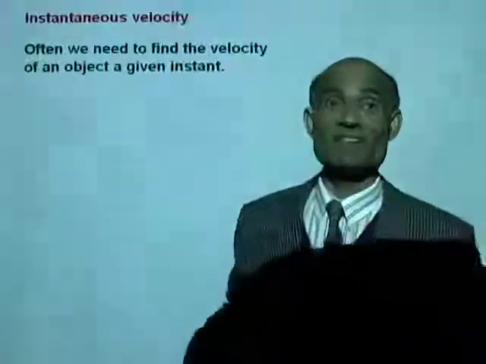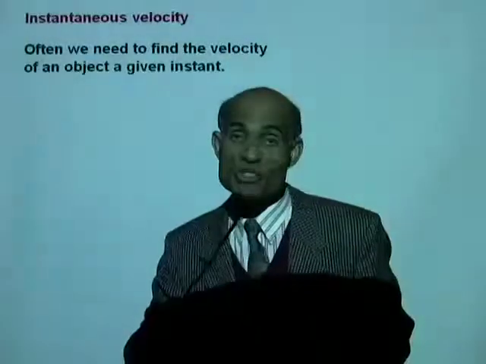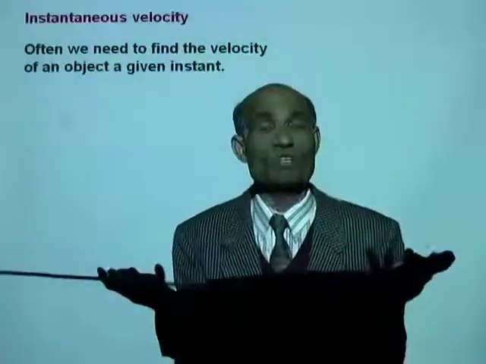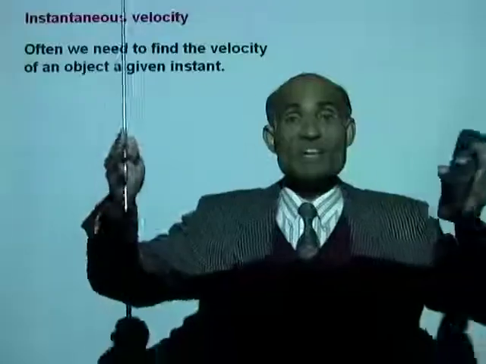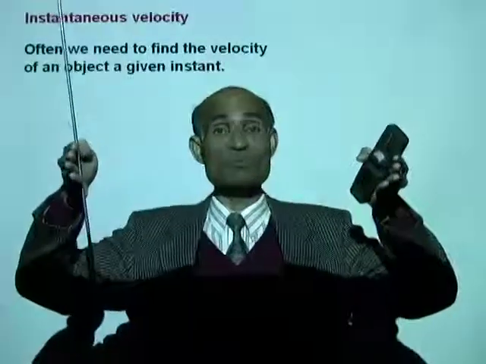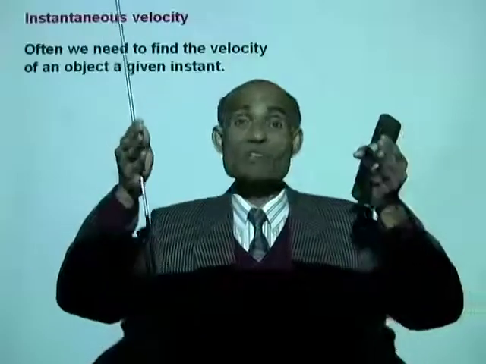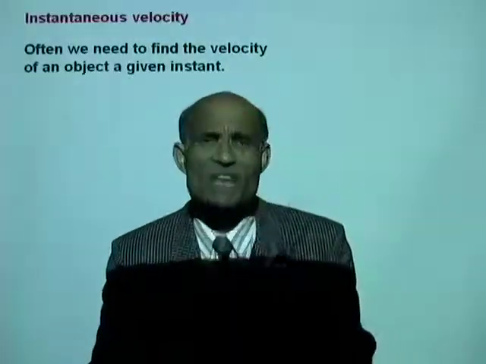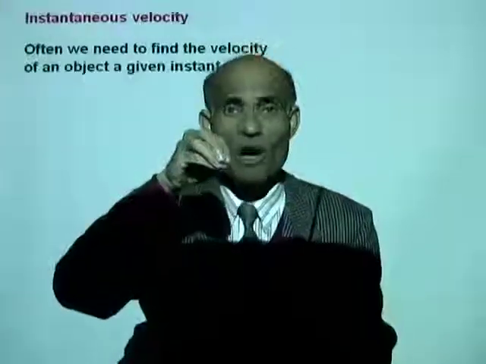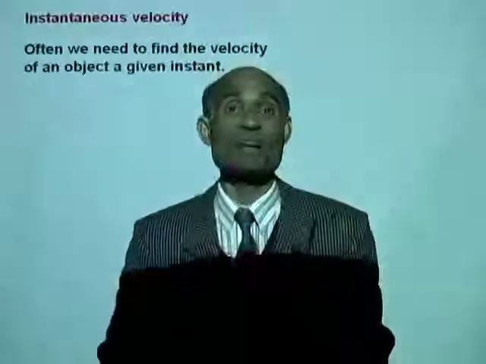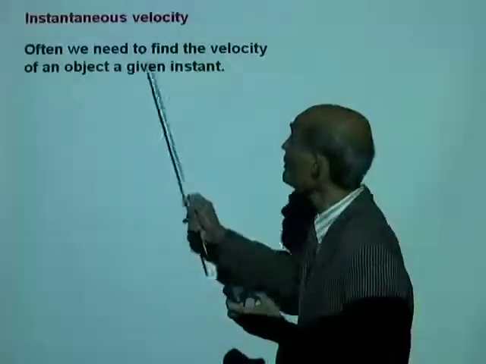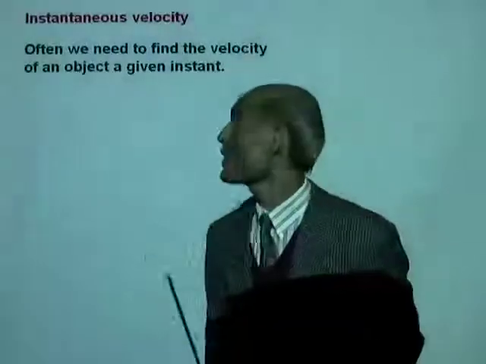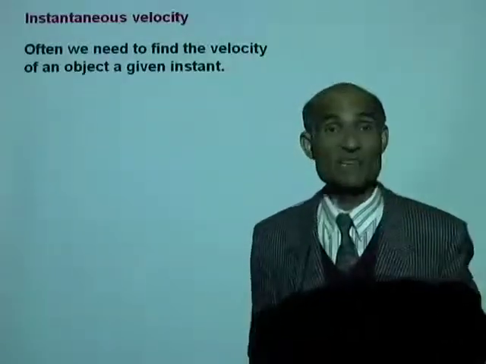Let's now talk about instantaneous velocity. What's the meaning of instantaneous velocity? Velocity at a given instant. Now, in the last slide, we defined average velocity or average speed. In other words, it is the velocity in a certain interval of time. We are now interested in finding the instantaneous velocity. What is the velocity of the object at a given instant of time? Often we need to find the velocity of an object at a given instant.